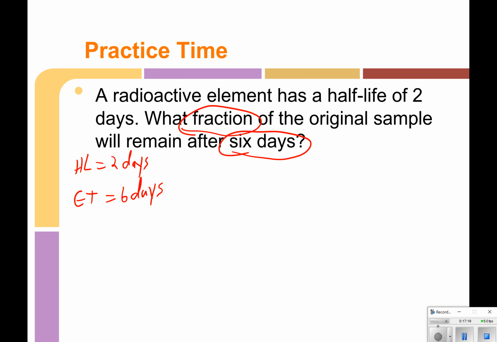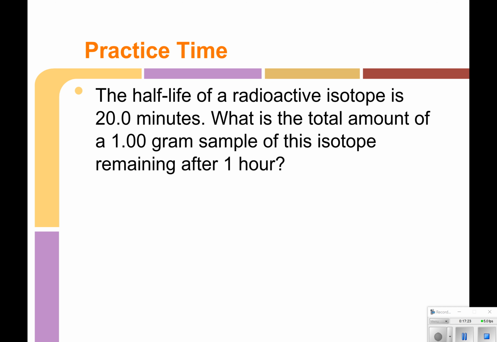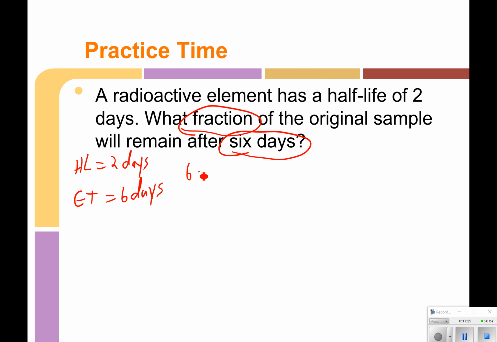And now, from our equation from earlier, if we take our elapsed time of 6 days and put it over the half-life of 2 days, it'll tell us the number of half-lives that these samples are going to go through. So during this elapsed time of 6 days, this radioactive element is going to undergo 3 half-lives.